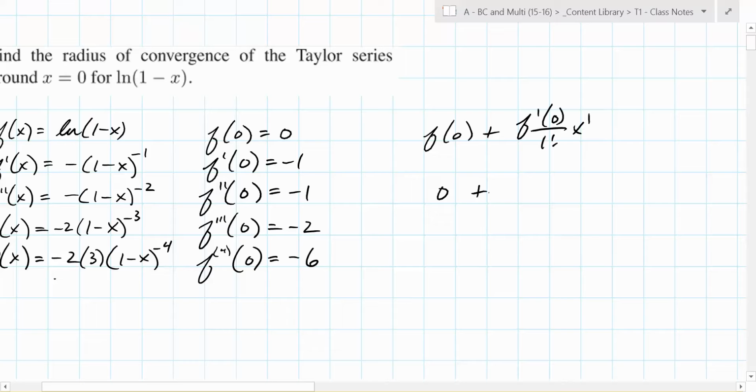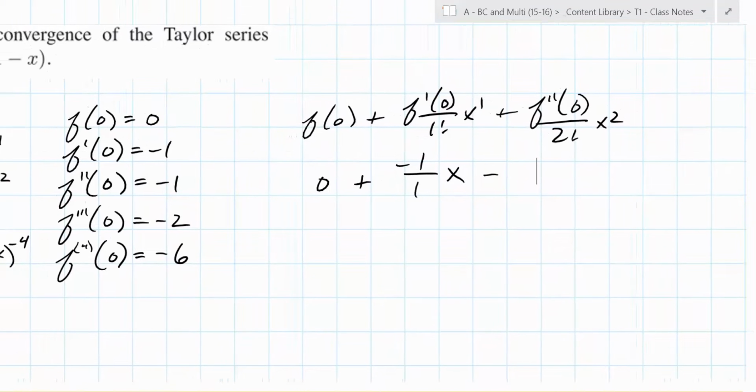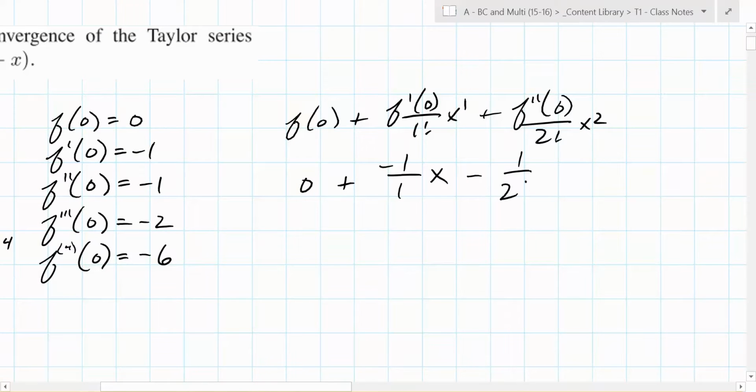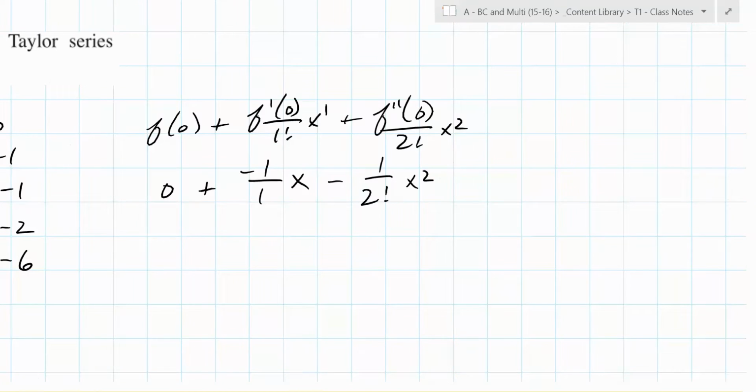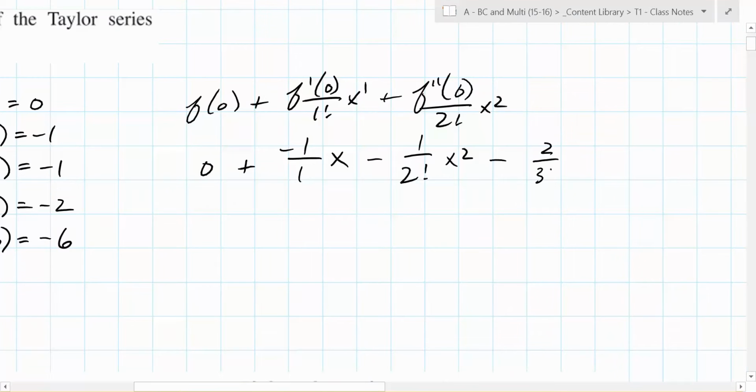So what's f prime of 0? Negative 1 times x, right? Plus f double prime of 0 over 2 factorial x squared. What's that going to be? Minus x squared. And then let's just do the next one here. It's going to be minus 2 over 3 factorial. Is that correct? Yeah, times what?